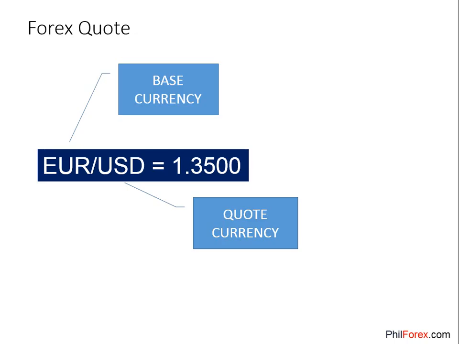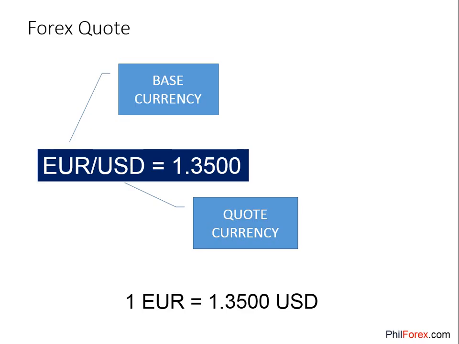So what does that mean? That means that the value of the base currency is always 1. The value is always 1 when it comes to the base currency. And the code currency, the value is the one on the right. So this means that for every 1 euro, you need $1.35. For every 1 euro, you need $1.35.